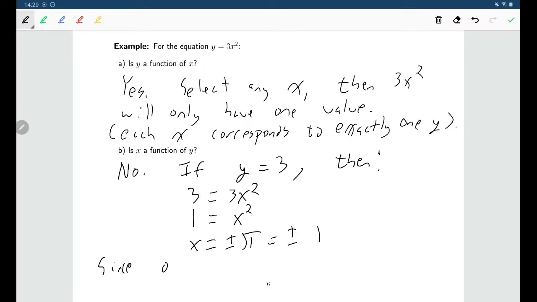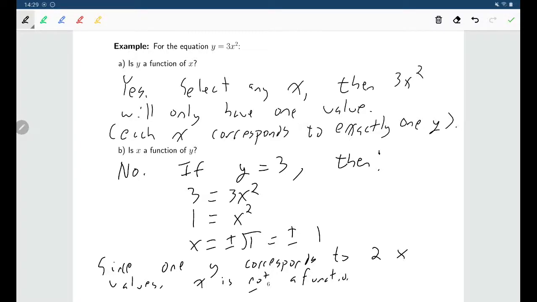So since one y corresponds to two x values, x is not a function of y.